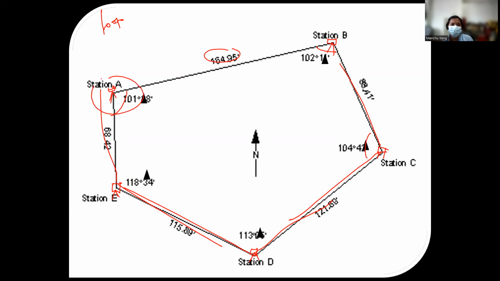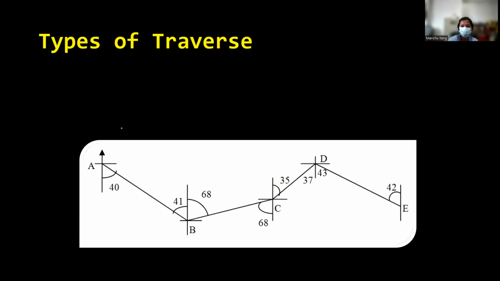So this corner here is our traverse station. So this is our traverse station, A, B, C, D, E. And this line here, and this line, is our traverse line, or our traverse course. So this here is our traverse line. Okay?